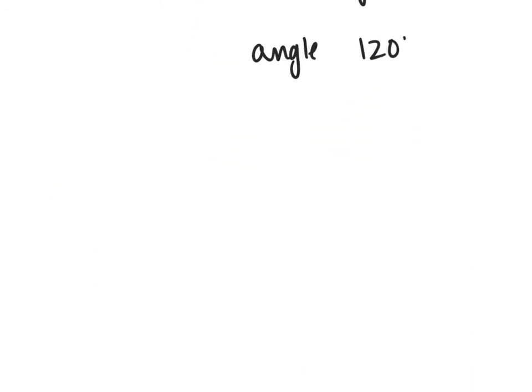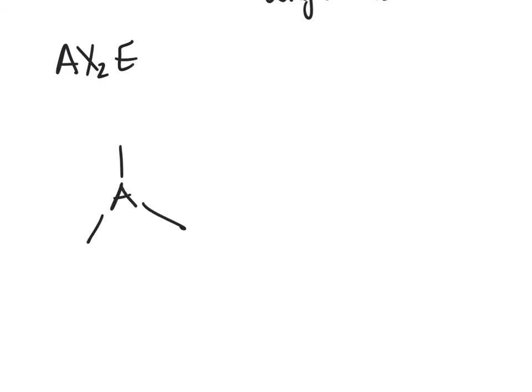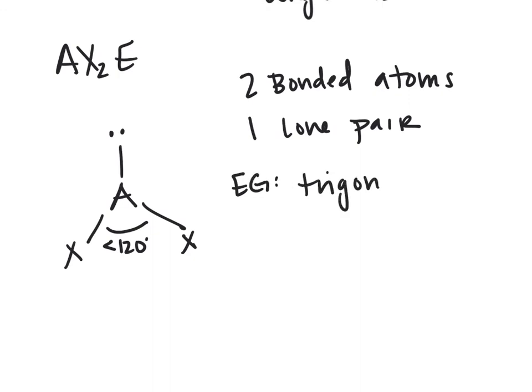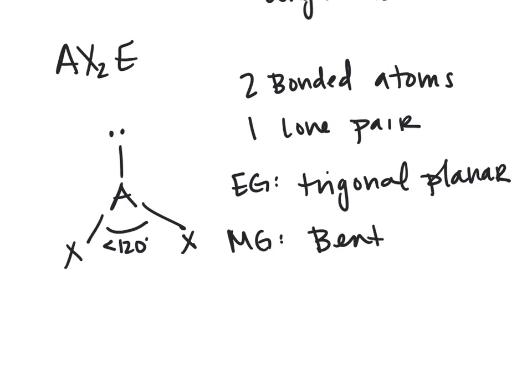Now we're going to do the same thing where we're going to remove one of our atoms, so AX2E. And like all of the others, our starting orientation looks the same. So you could have oriented this in any place where the lone pair was on any of these. So our bond angle here is going to be less than 120 because our lone pair is going to squish them just a touch. And so we have 2 bonded atoms. We have 1 lone pair. We have an electron geometry of trigonal planar, and a molecular geometry of bent. And our angle is less than 120 degrees.